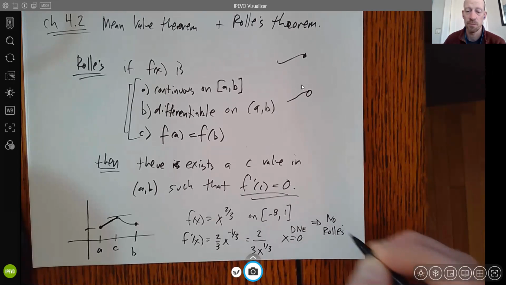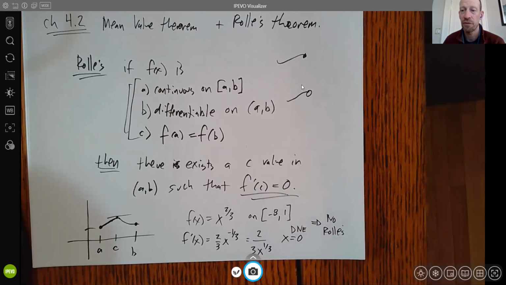It's not differentiable. There's a value where the derivative doesn't exist. It might just be a sharp corner. In this case, it's a sharp corner. But it could be, who knows? If the derivative doesn't exist, though, all of a sudden Rolle's conclusion is not guaranteed. You could have a spot where the derivative is 0 too, but maybe not.